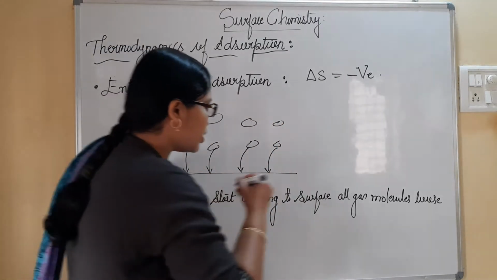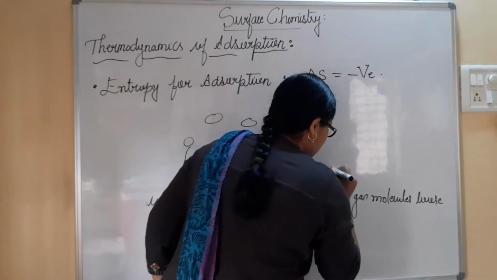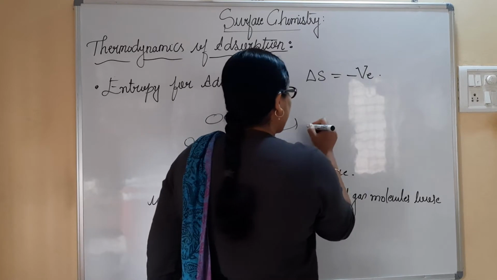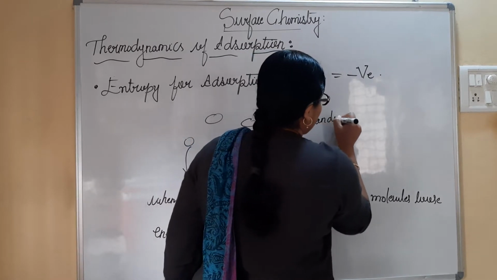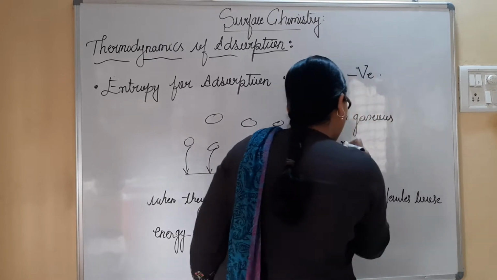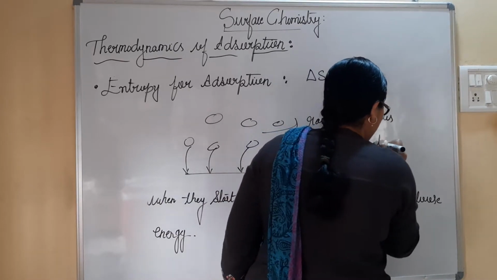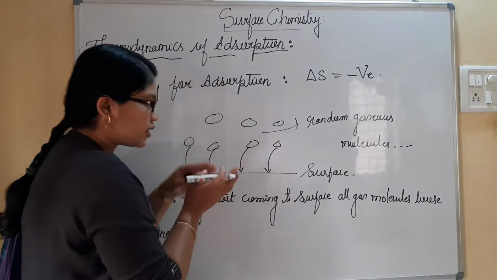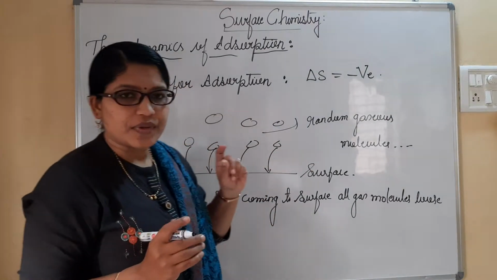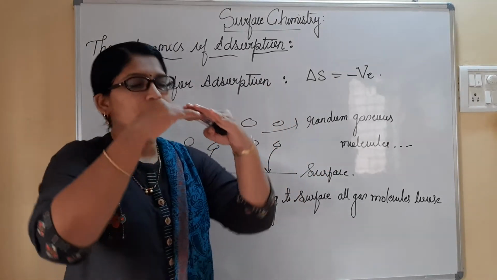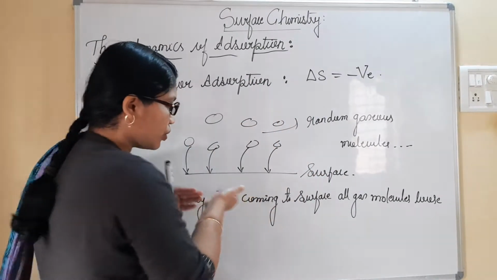When they are adhering to the surface, I write here, this is the surface on which adsorption takes place. So these are random gaseous molecules wandering here and there. Now they are going to come on the surface and try to adhere on it. Molecules previously wandering here and there are now coming close to each other, then adhering to the surface.